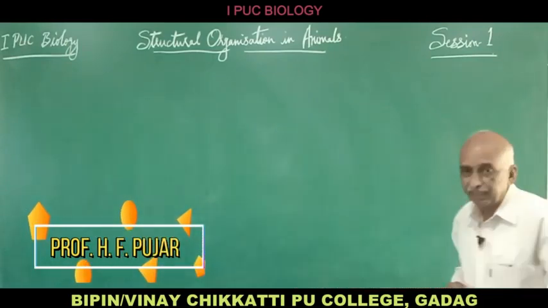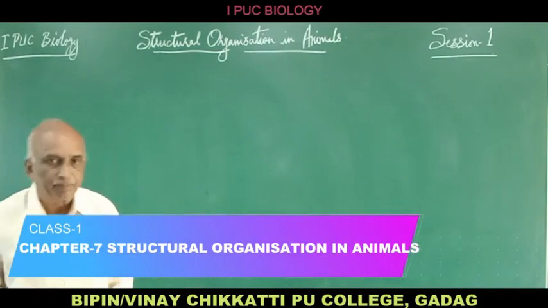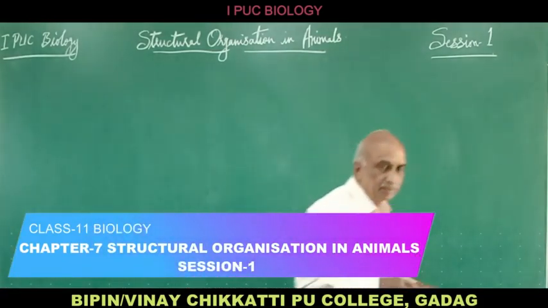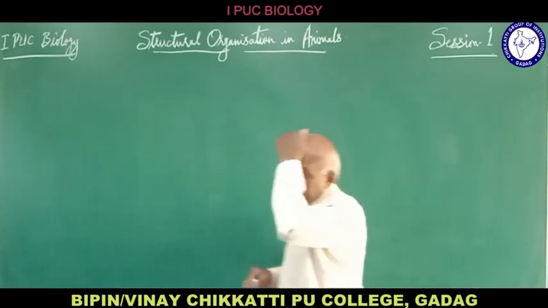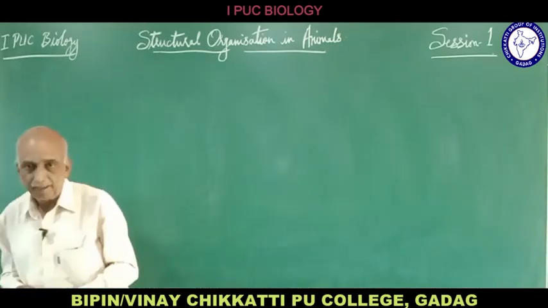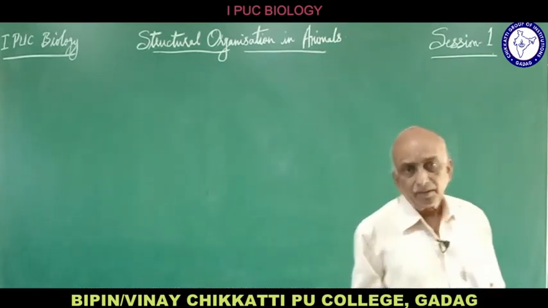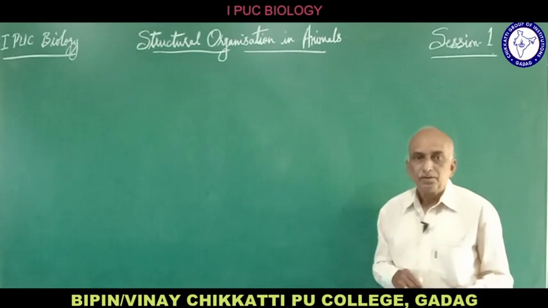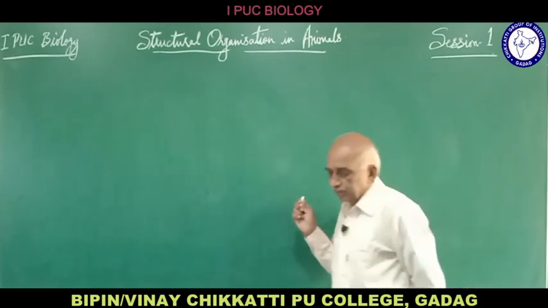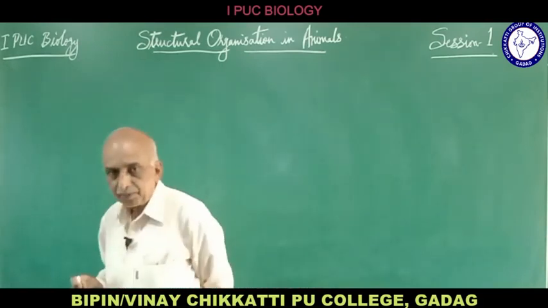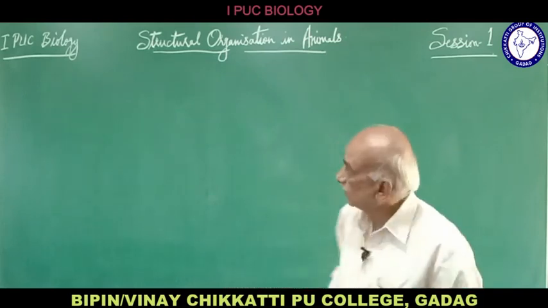Structural organization in animals. Now this is a chapter which deals with animal tissues and certain examples like earthworm and the frog, where we study about the morphology and anatomy of the various systems like digestive system and all that. So in this structural organization in animals, first we study about the animal tissues.